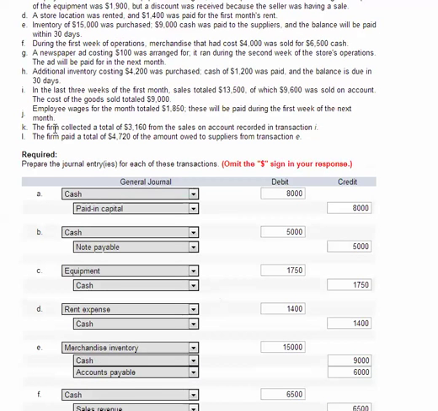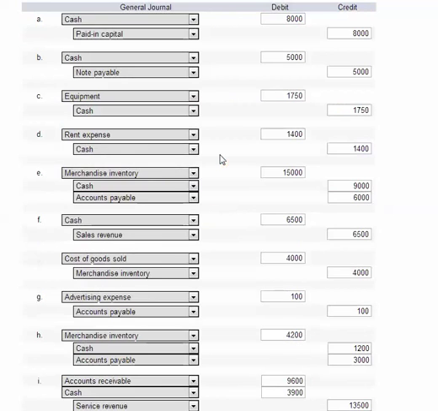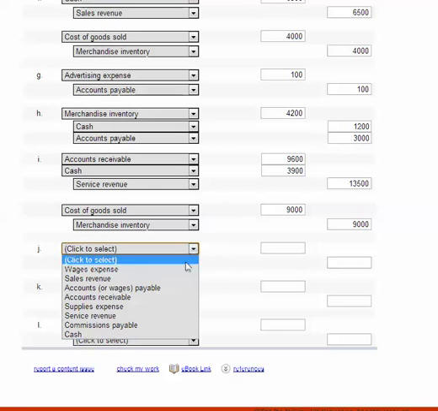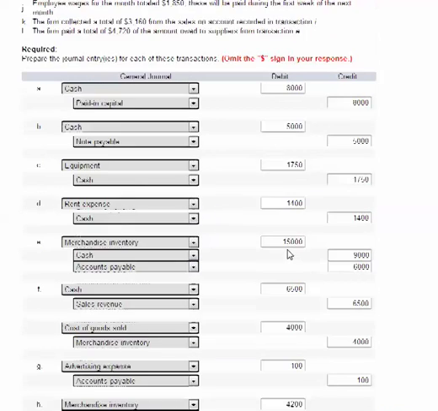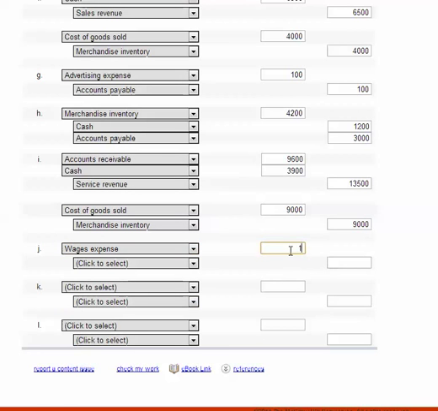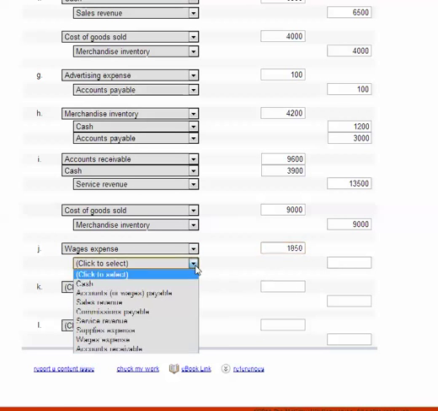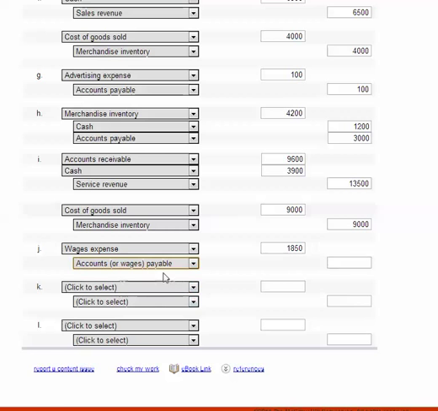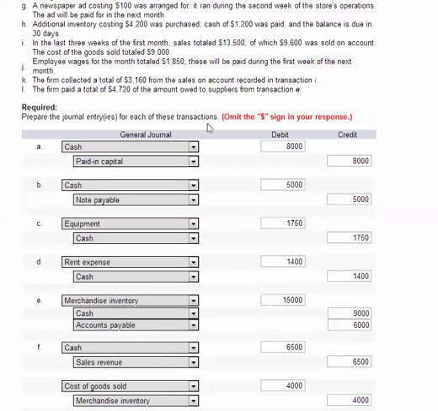J, let's see, getting close here. Employee wages for the month totaled $1,850. These will be paid during the first week of the next month. Okay, so we're not paying them right away, but we've incurred the expense, so we'll debit wages expense for $1,850. And since we're not paying out cash immediately, we've now incurred another liability. Wages payable means we're going to pay our employees at a later time. We owe them, so we'll credit that. That increases our liabilities.